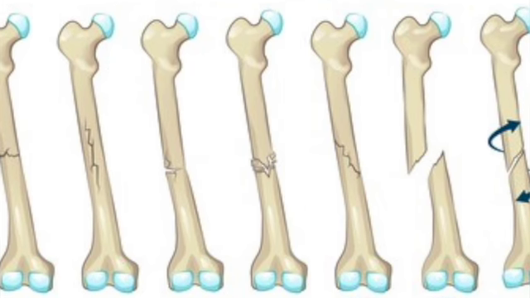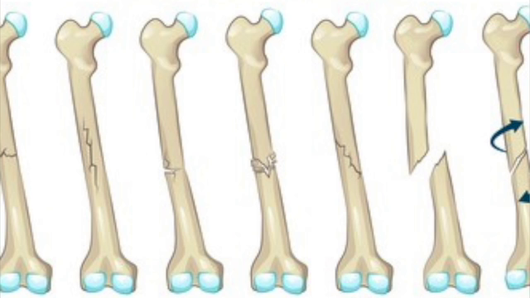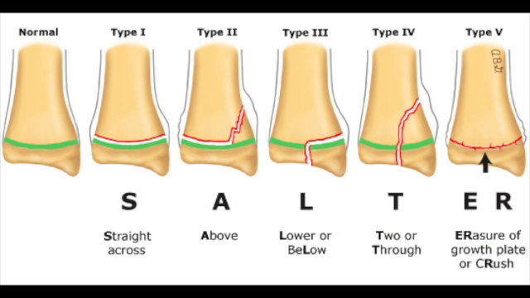Next, the torus or buckle fracture: an incomplete fracture with wrinkling or a bump at the metaphyseal-diaphyseal junction, where the dense bone meets the more porous bone, due to axial loading. So this is a buckle fracture.